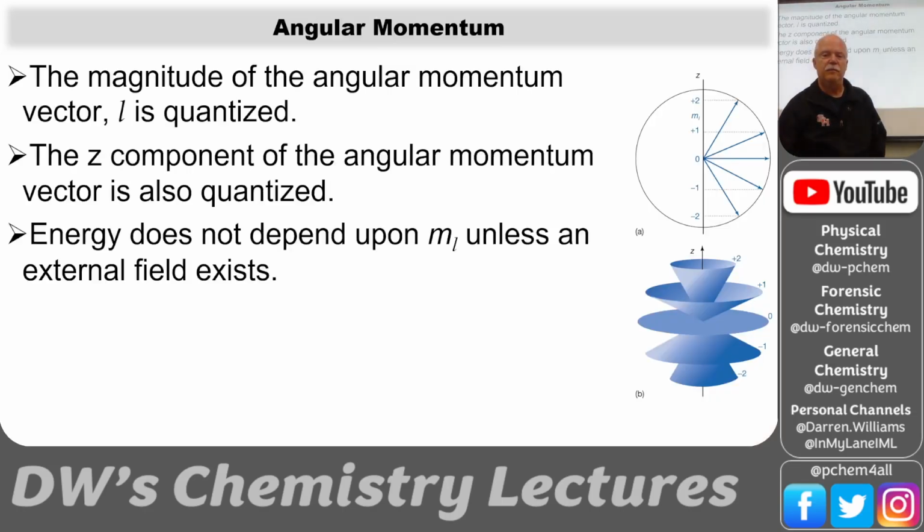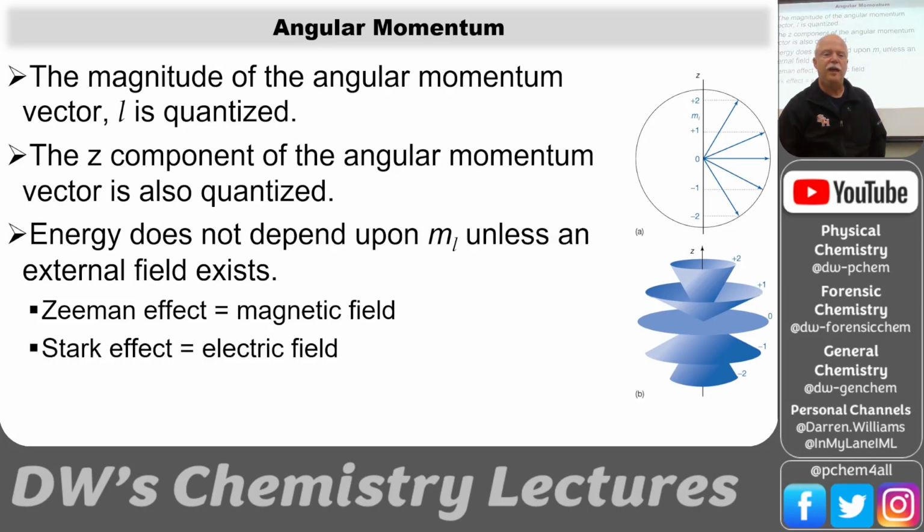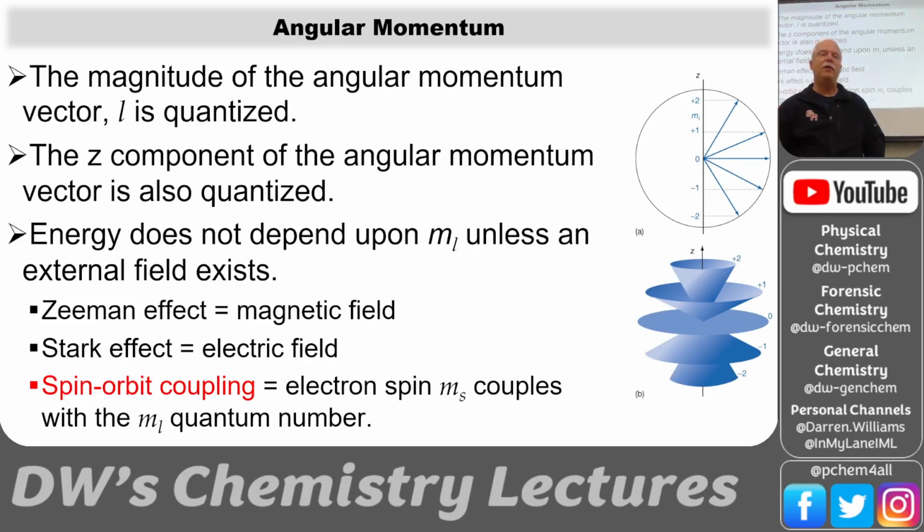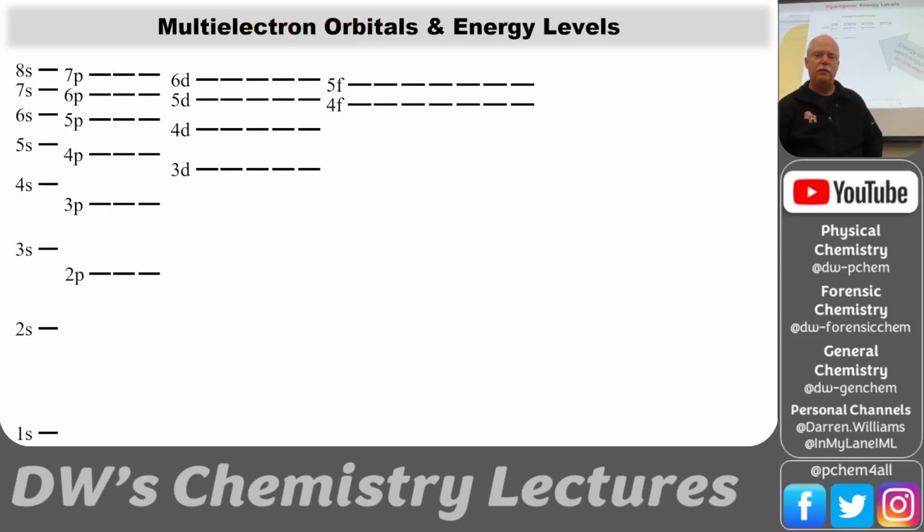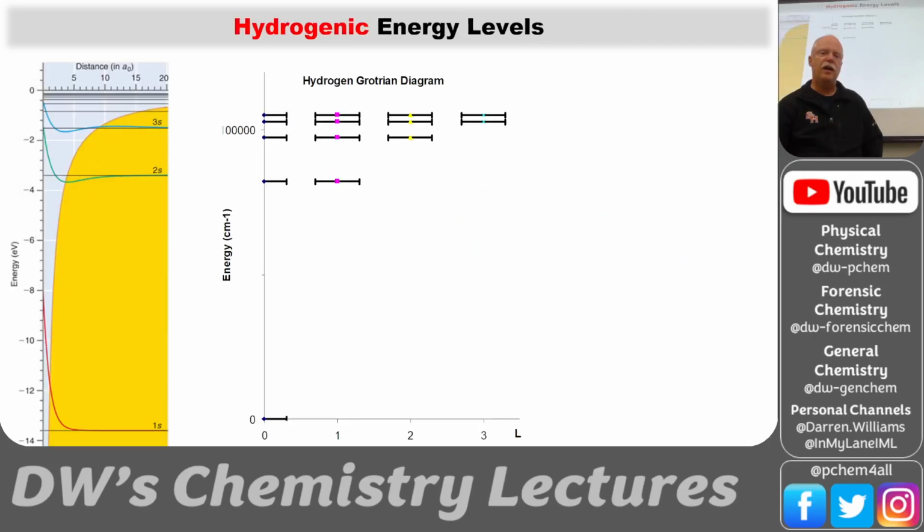This is just some extra information about the Zeeman effect and the Stark effect. The magnetic field is the Zeeman effect. This is how you can split the orbitals and know more about them. And then this spin-orbit coupling we'll get into later. So yeah, we'll start here next time, the hydrogenic energy levels.